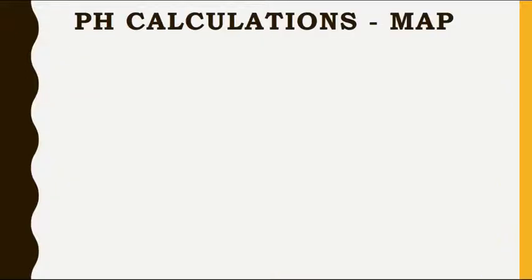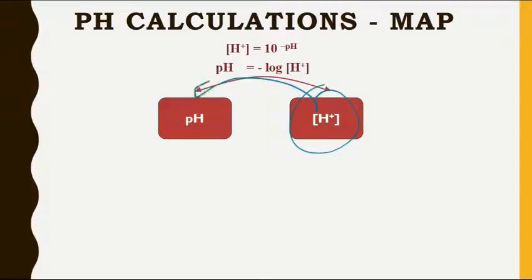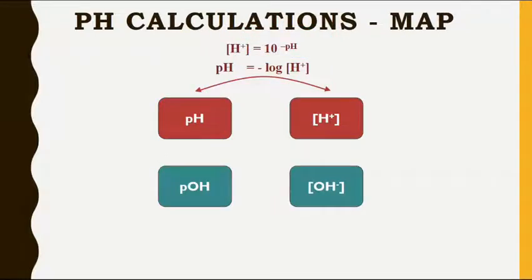I want to try and get them a little more organized in a map. So taking the pH side of things, going back and forth from pH to H plus, we are using the pH equation. If we have our H plus and we're trying to get to pH, then we'll use this equation. If we have our pH and we're trying to get to H plus, we're solving for the H plus using that equation. And between our pOH and our OH concentration, we can use very similar formulas to get back and forth.